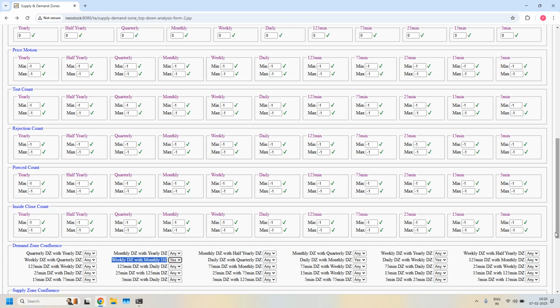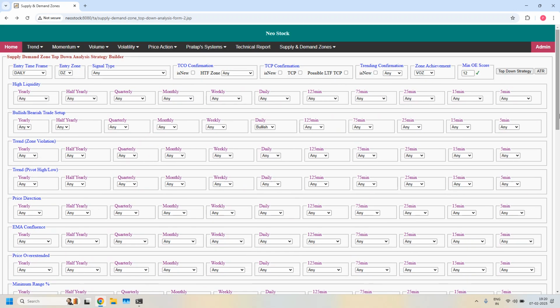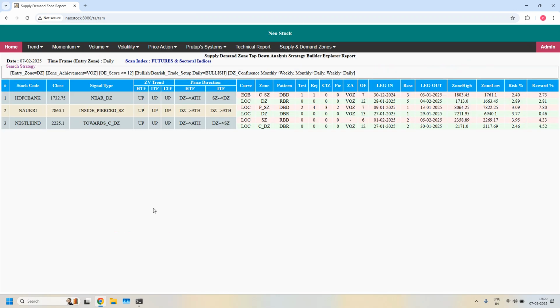With all the 3 filters, LTF, ITF, HTF demand zone confluence, we got 3 stocks. Very good. HDFC Bank near the demand zone, also having monthly zone confluence. What does it mean? This daily demand zone is overlapped with weekly demand zone. Both together again overlapped with monthly demand zone. And monthly trend is up in all the 3 stocks.